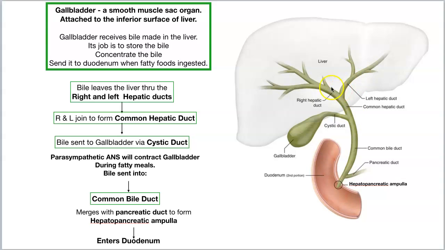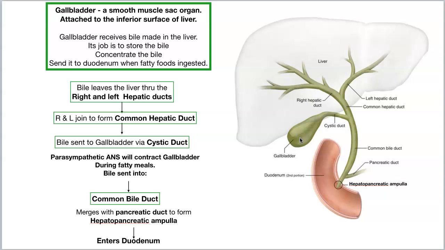So you need to know these ducts. They're not that hard because just look at the word. Right hepatic duct. We have a right lobe and a left lobe. This right hepatic duct is coming from the right lobe. Hepatic means liver. So right liver duct, left liver duct. These right and left hepatic ducts are going to join together to form a common hepatic duct. And from the common hepatic duct, it's going to send that bile that the liver made into a cystic duct. This cystic duct is taking that bile into the gallbladder.